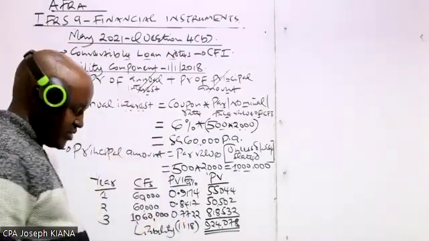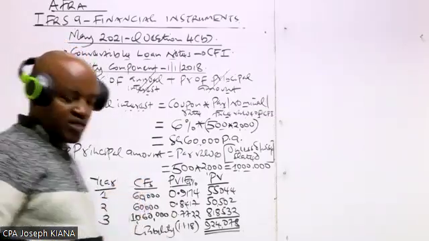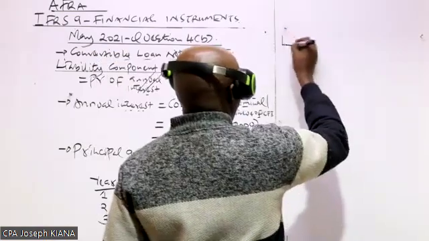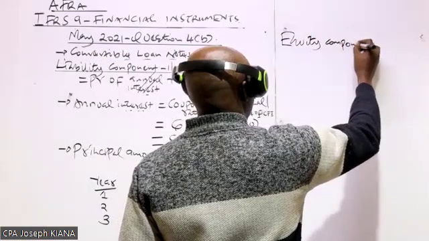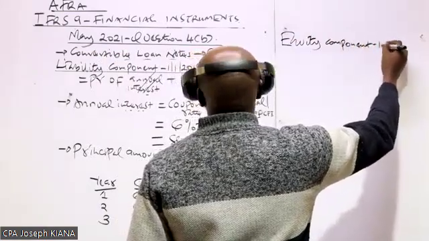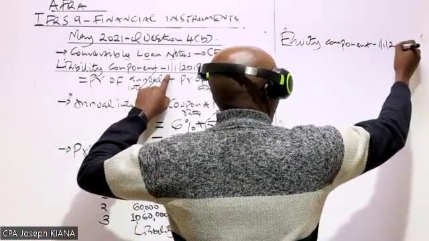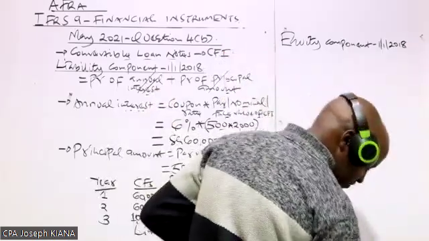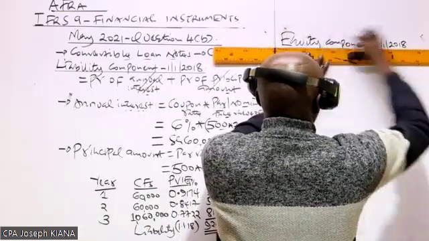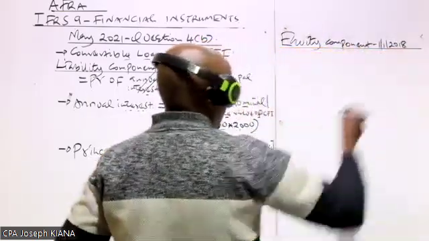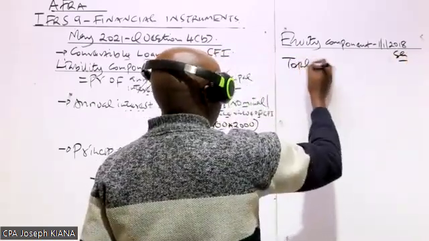Then we move to step 2. In step number 2, what we do is we compute the equity component. We determine the equity component still on 1st of January 2018. So to determine this, the equity component, I've said we take the total proceeds.